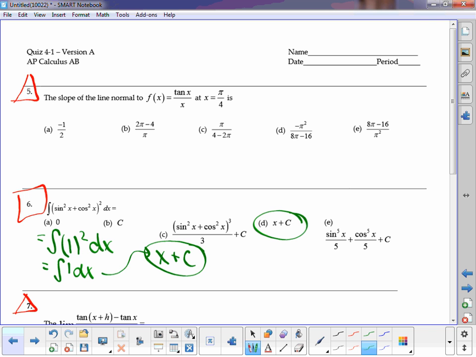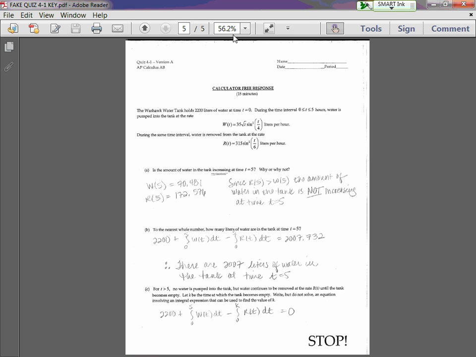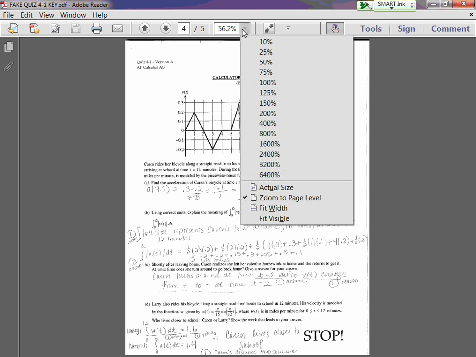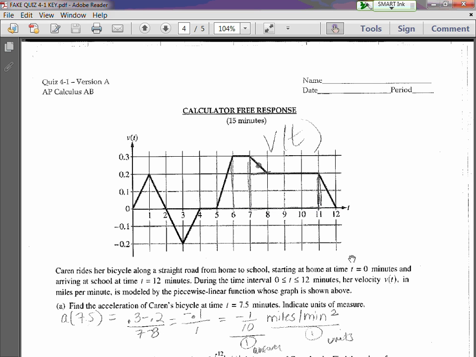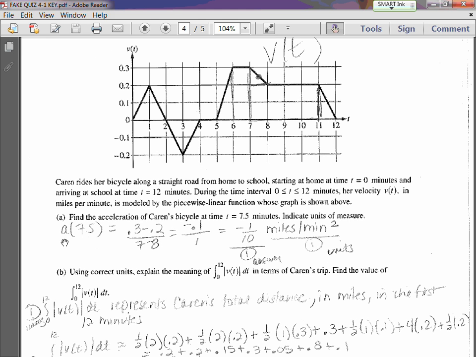All right, so let's take a look at the free response. We had a rate in, rate out problem, as well as Karen riding her bicycle with a C. All right, so for part A, it's asking for the acceleration of Karen riding her bicycle.